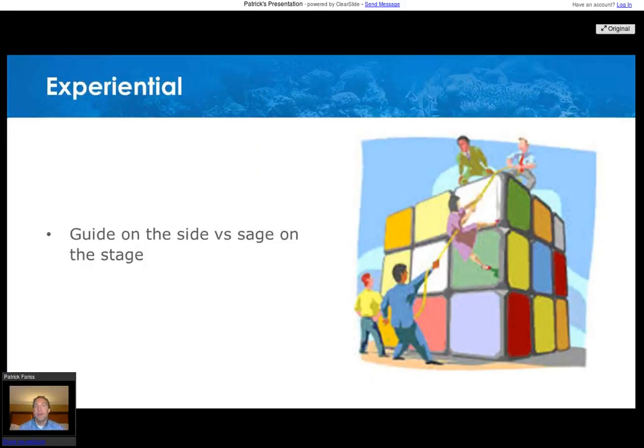The E in EPIC is experiential. These students are looking for a guide on the side, not really a sage on the stage. They're looking for experiences. These are students that have grown up being a part of things. They like to experience things, whether in the virtual world, with technology, or in real life.